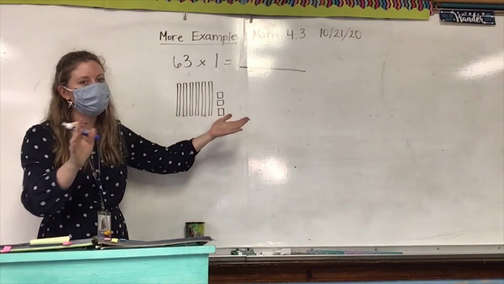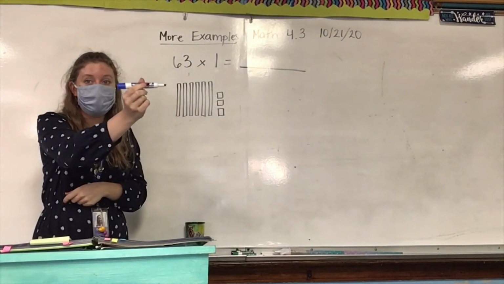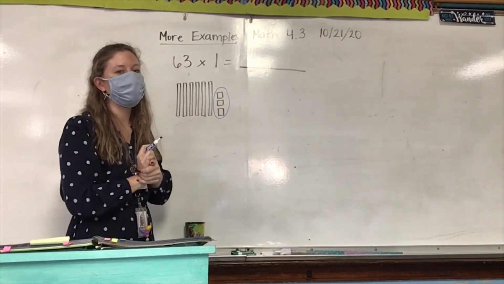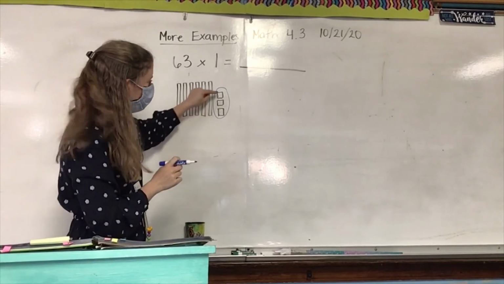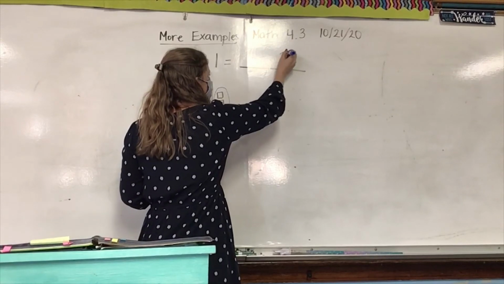Okay, so how many times do we repeat it? Once. Now we take our ones color and we circle the ones. And then we do what with those ones, Cullen? Count them up. How many ones do we have? 3. So what goes in our ones place? 3.